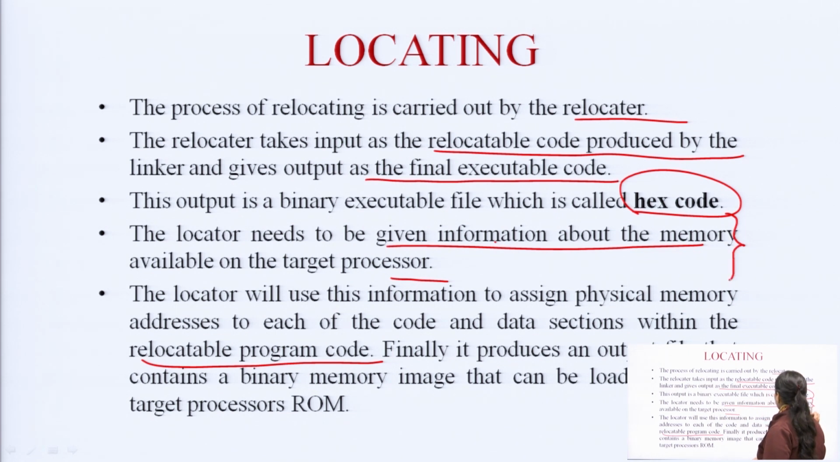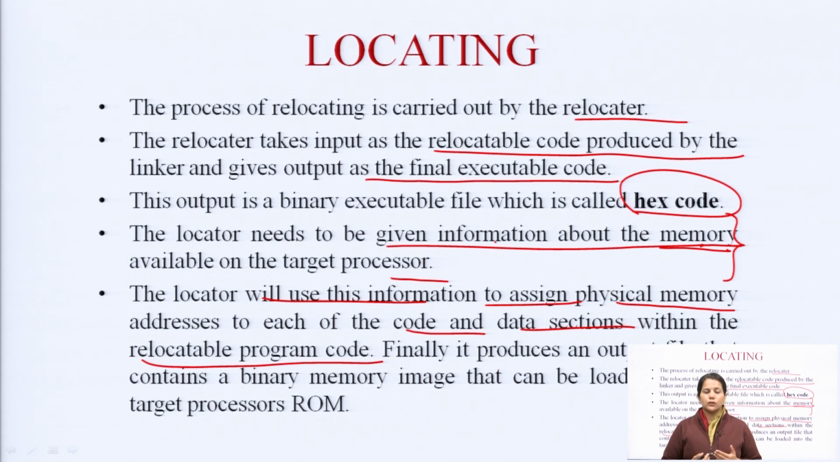So, the locator must have the information about the memory available on the target processor. As we know, the target hardware is different in the case of embedded processors. So, the locator must have the information of the memory available on the target device, and it will use this information to assign the physical memory addresses to each of the code and data sections. We know that for storing the data and the code sections, memory is required. So, the locator will allocate the memory required by the code as well as by the data sections.